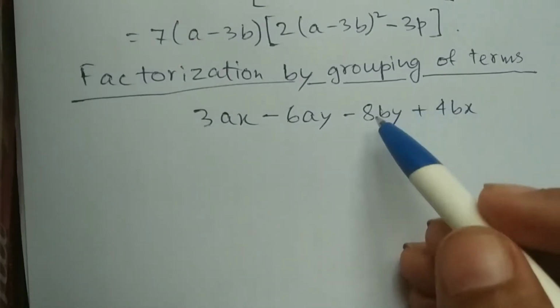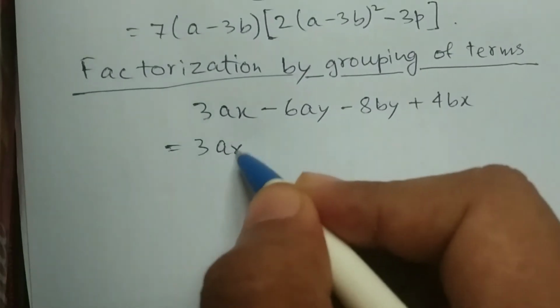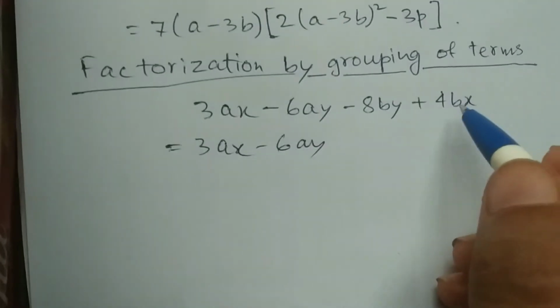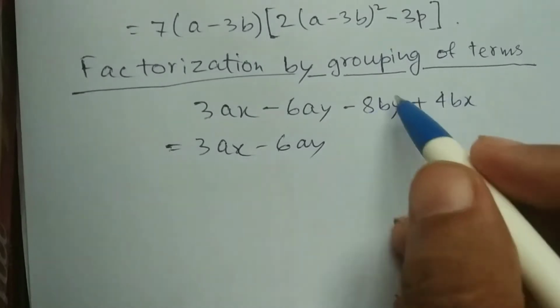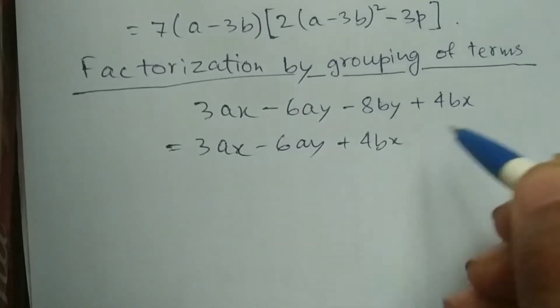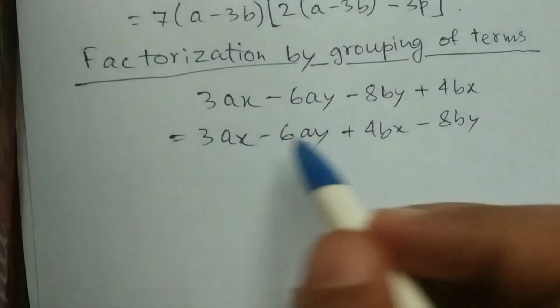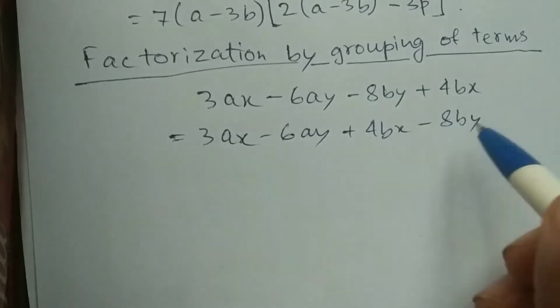So we have to arrange them. How will we arrange them? In this way. 3ax minus 6ay, we will keep them as they are. But we will reverse the position of the others. So plus 4bx I will take to the third position and minus 8by at the fourth position. So 4bx minus 8by. Now you can see these two terms are like terms, or they are symmetrical.